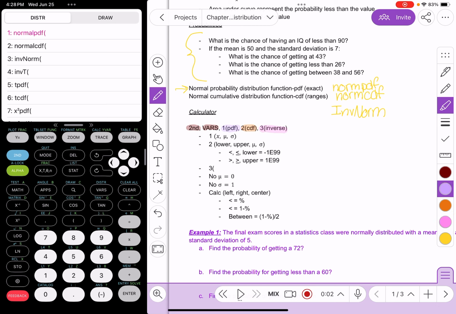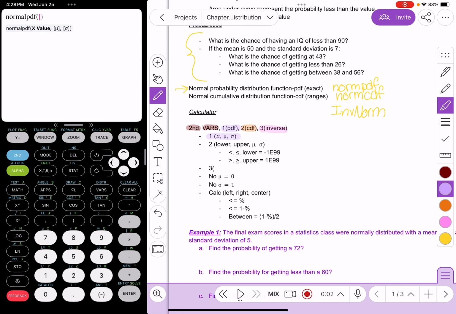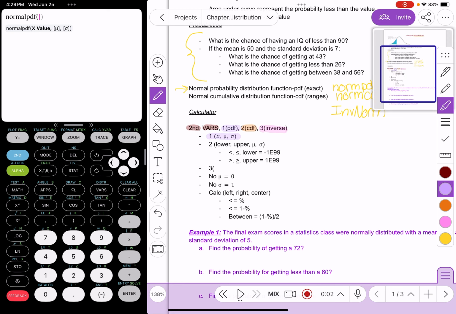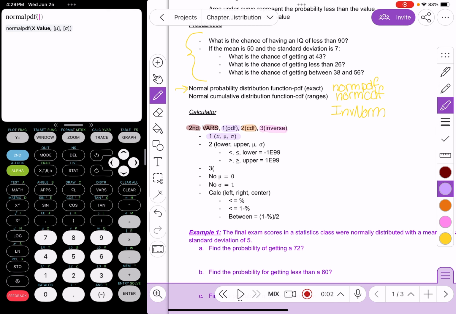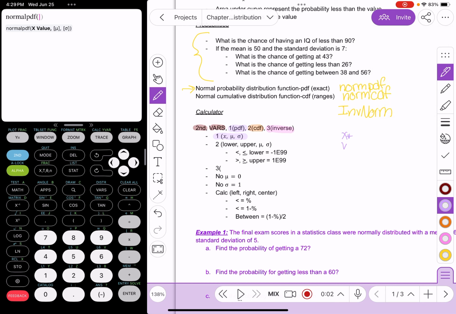So if you're using PDF, that's exact values. On the calculator, or on the app, it'll look like the PDF, and it'll ask you the X value, the mean, and the standard deviation. On the calculator, it'll ask you those in steps: X value, mean, standard deviation, and then it'll say paste, and you'll type each thing, and then you'll highlight this and hit enter, and it'll spit it out for you.